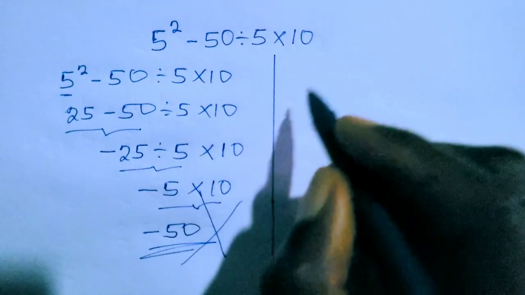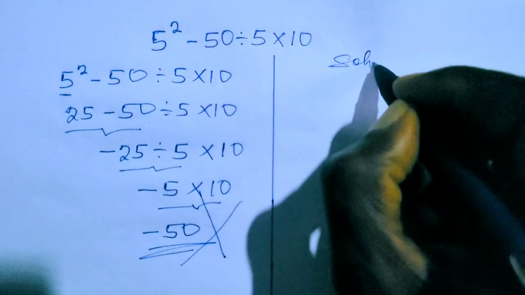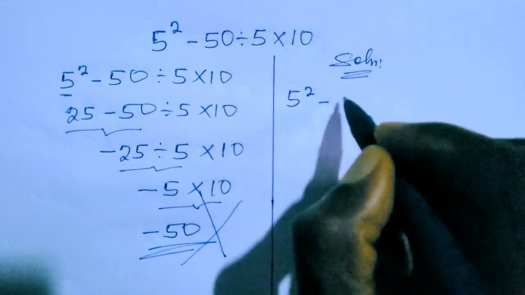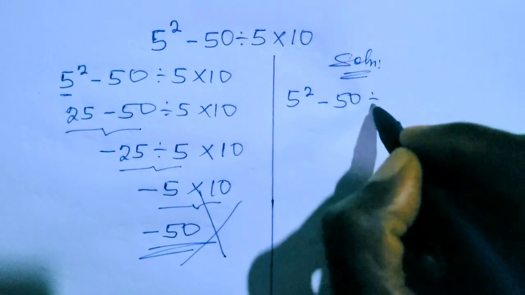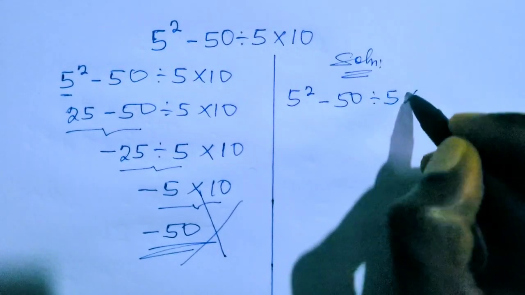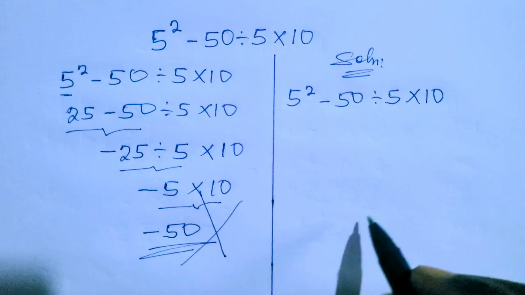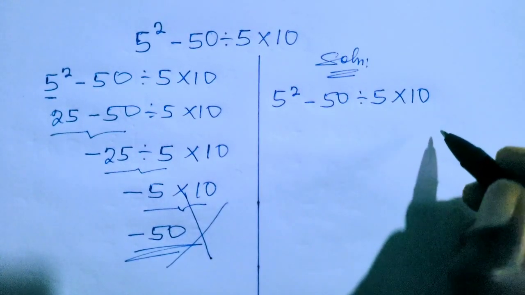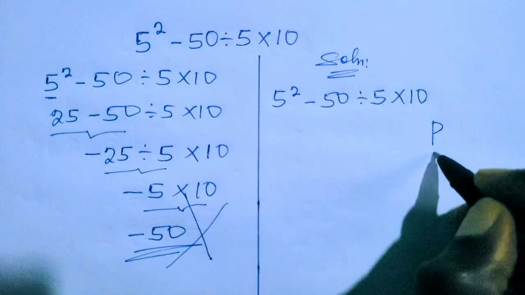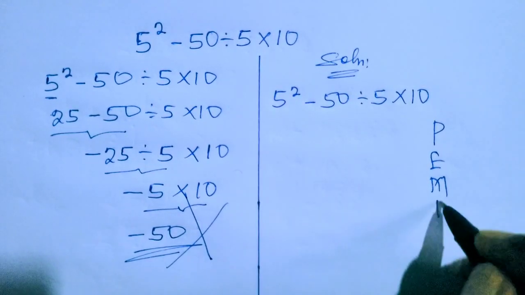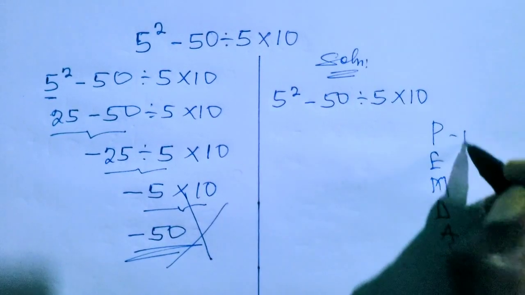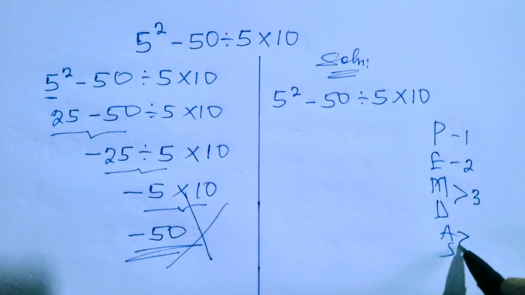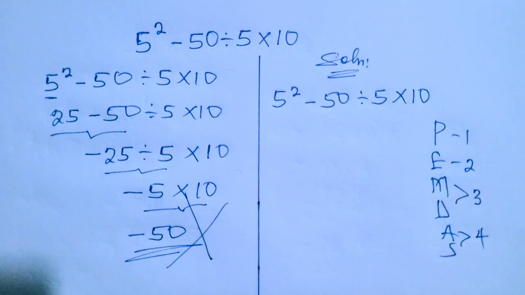Now to get this right, you are going to have 5 to the power of 2 minus 50 divided by 5 multiplied by 10. Right here, we are going to follow the order of operations called PEMDAS. Here, multiplication and division have the same precedence. Addition and subtraction have the same precedence.